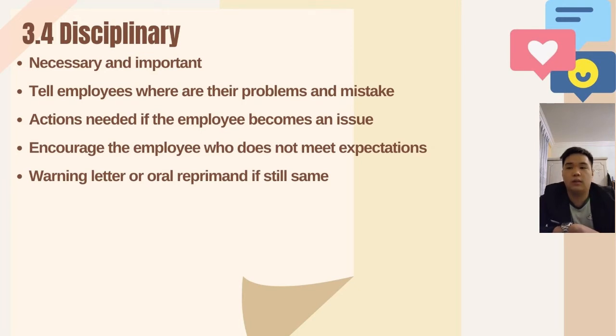Alright, the manager or the owner of the company can encourage the employee who does not meet the expectation, so that they can put more effort to meet the expectation of the company. Right, if the expectation still does not meet and there is still an issue for the company, there will be a warning letter or oral reprimand to the employee if the same thing happens.